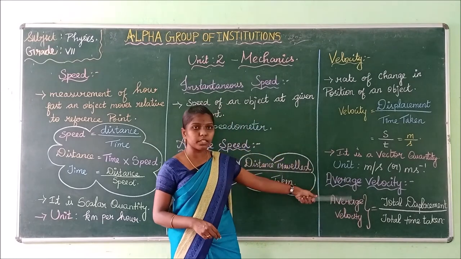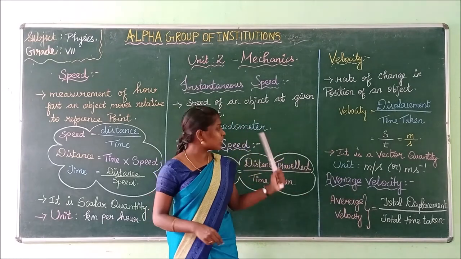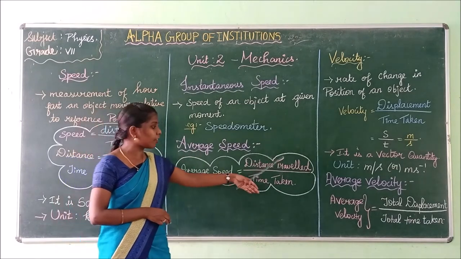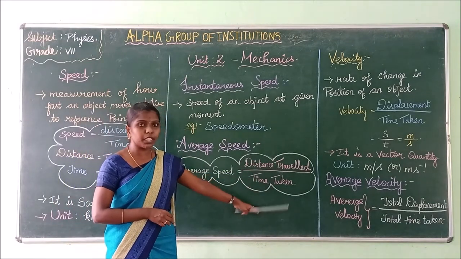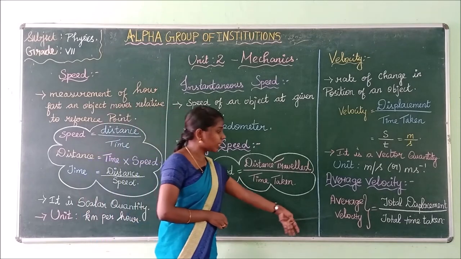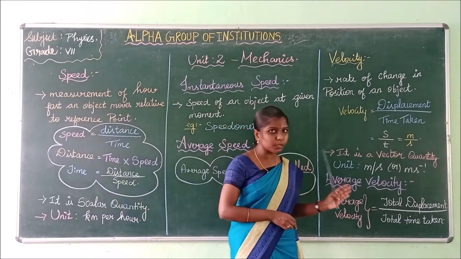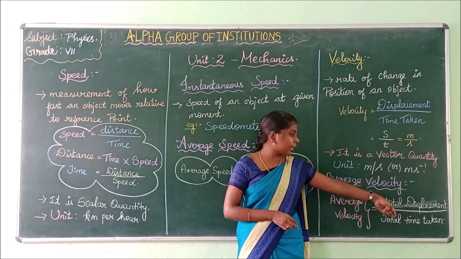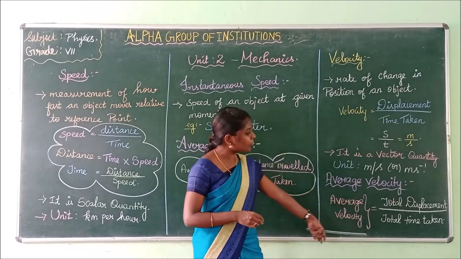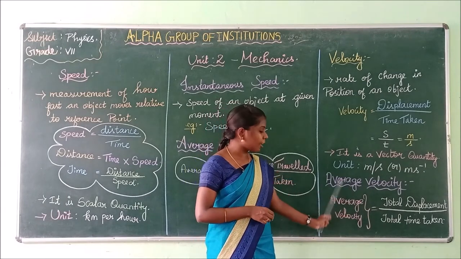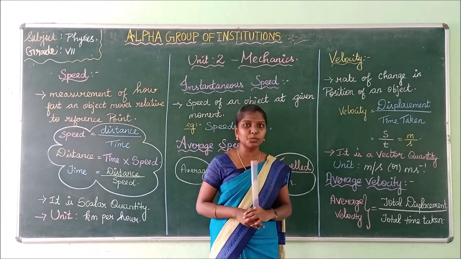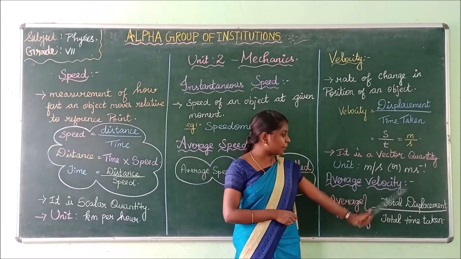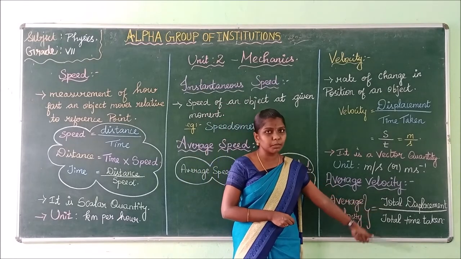Next, we are going to see what is average velocity. What is meant by average speed that we have seen here? Total distance traveled by total time taken. Now, average velocity is the same as average speed, but it is total displacement by total time taken. Average velocity is the ratio of total displacement and total time taken.